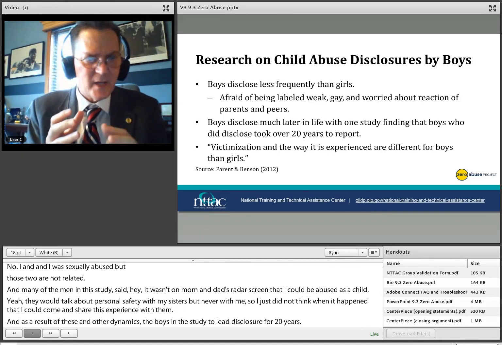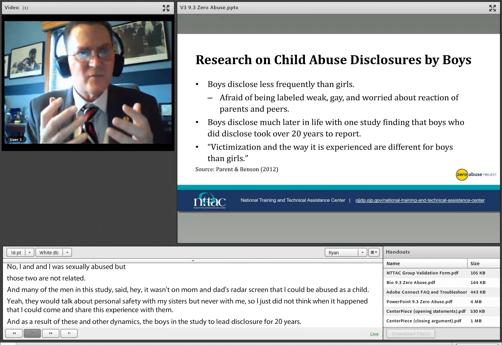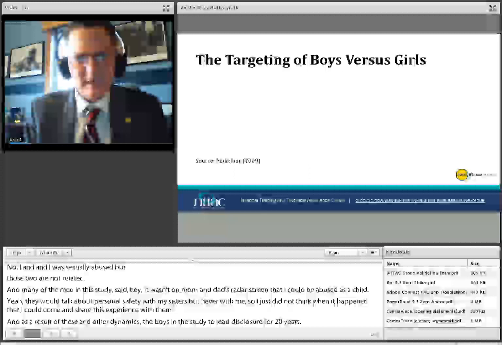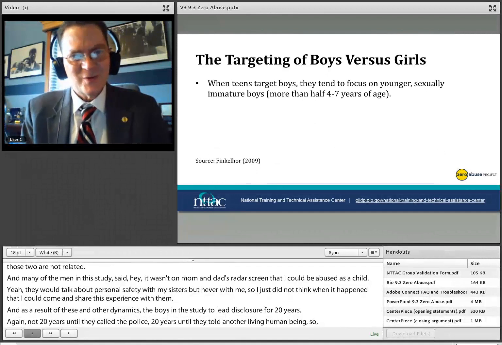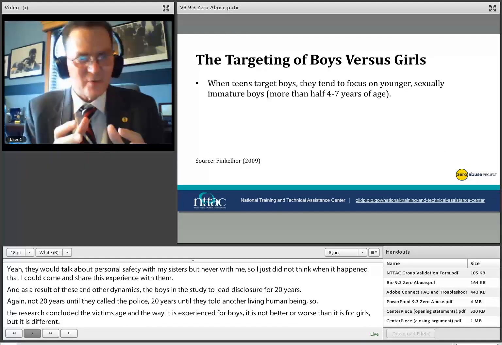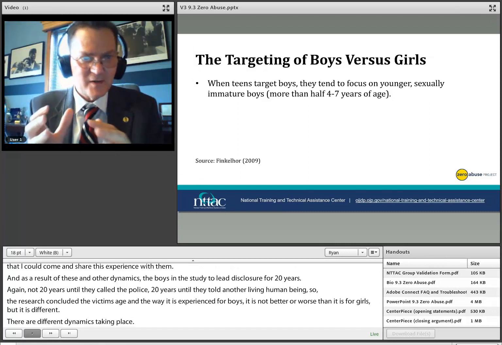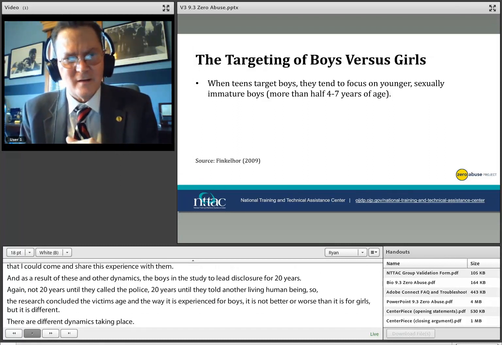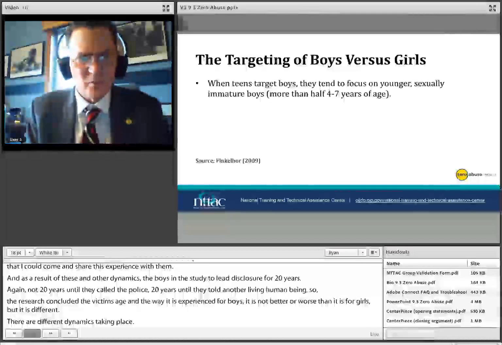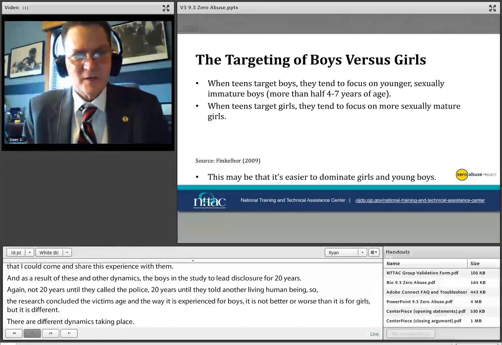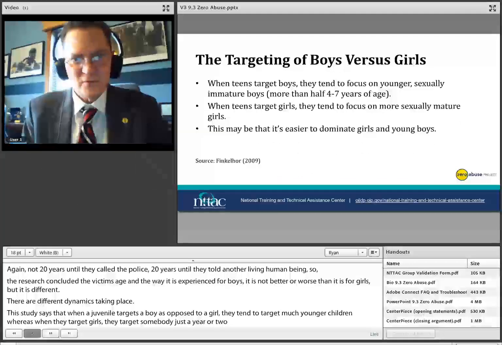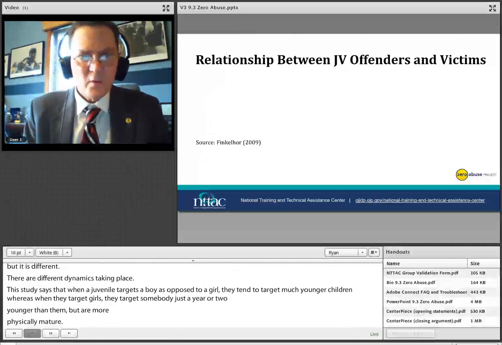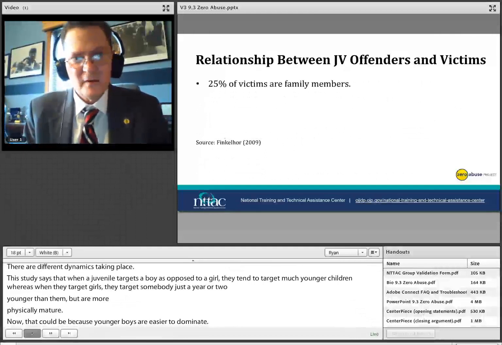And so the researchers concluded that victimization and the way it is experienced for boys is not better or worse than it is for girls, but it is different. There are different dynamics taking place. This study says that when a juvenile targets a boy as opposed to a girl, they tend to target much younger children, whereas when they target girls, they target somebody just a year or two younger than they are, but more physically mature. Now, that could be because younger boys are easier to dominate. It could also be that older boys are being abused, but because of these dynamics, they're just not sharing that experience. I tend to think the latter is more likely to be true.